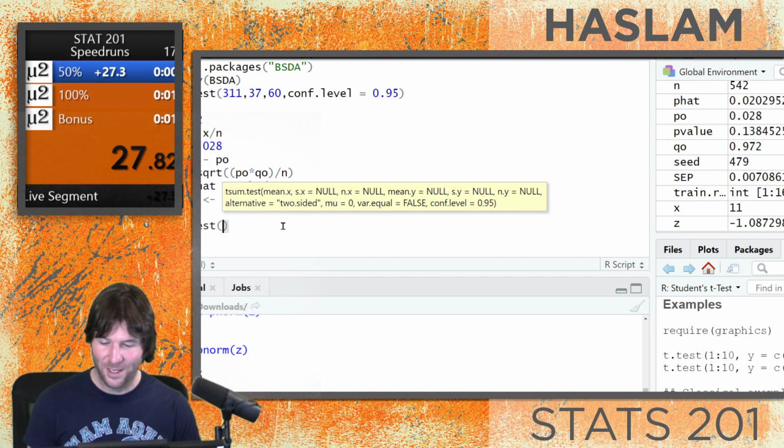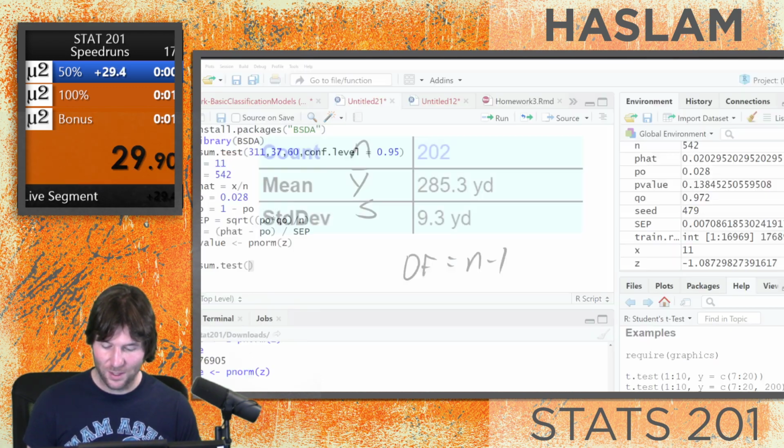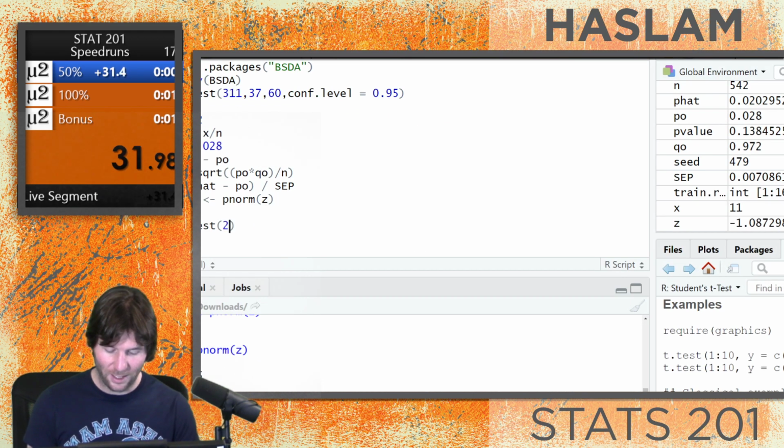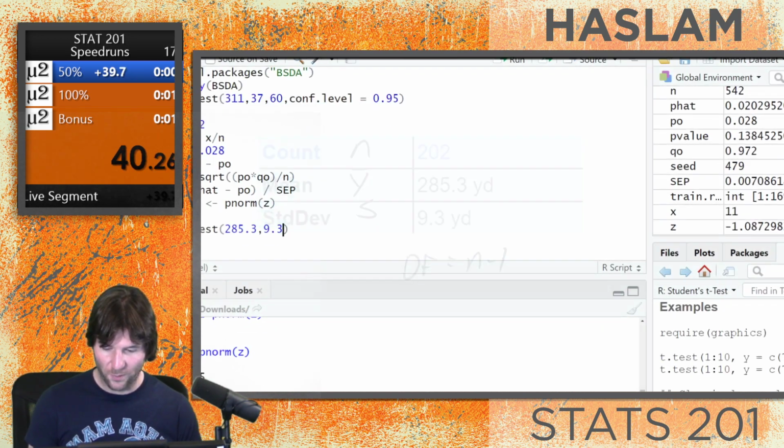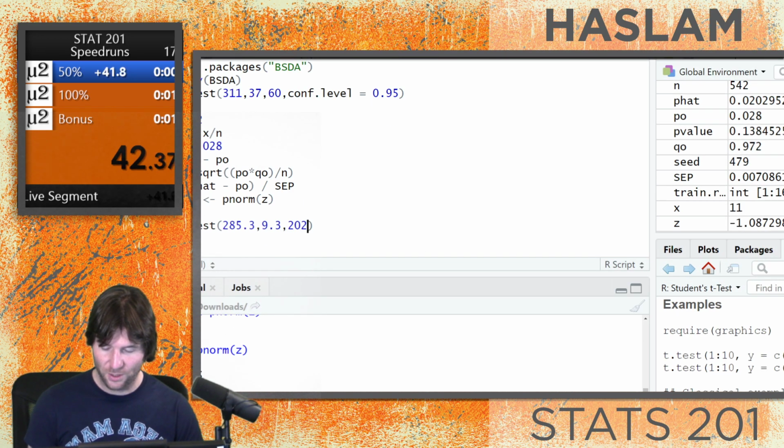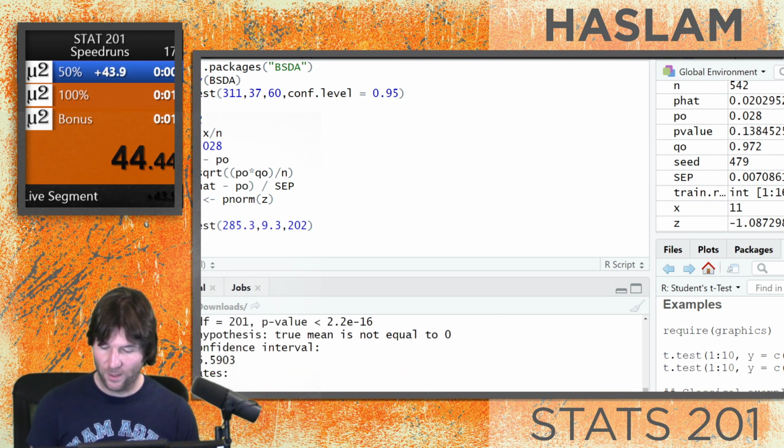We're going to go to tsum, and then we need the mean that it gave us. So the mean was 285.3, comma, and then we need the standard deviation. Standard deviation is 9.3. It's going to do the degrees of freedom for us. We need the count of 202. We run this right here. We go and we look at our interval.